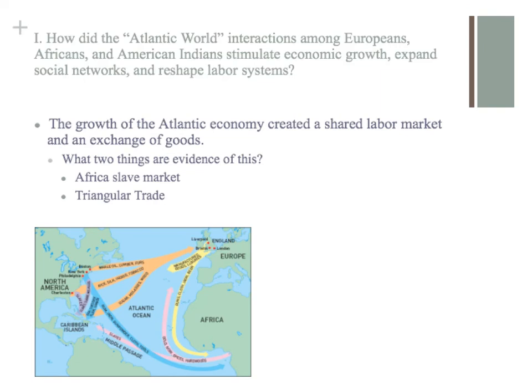So the first question is, how did the Atlantic world interactions among Europeans, Africans, and American Indians stimulate economic growth, expand social networks, and reshape labor systems? So we're looking at economic growth, we're looking at social networks, and labor systems.